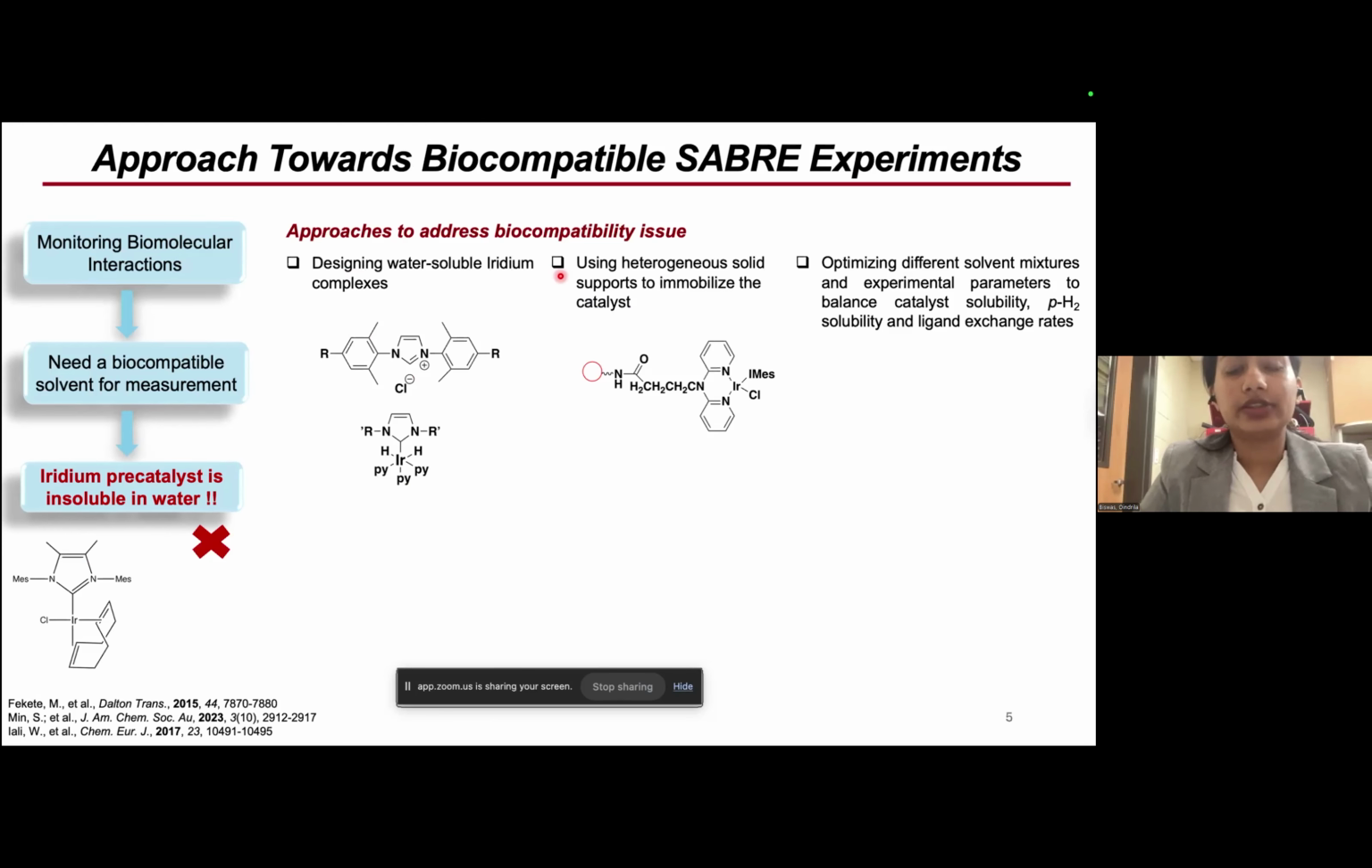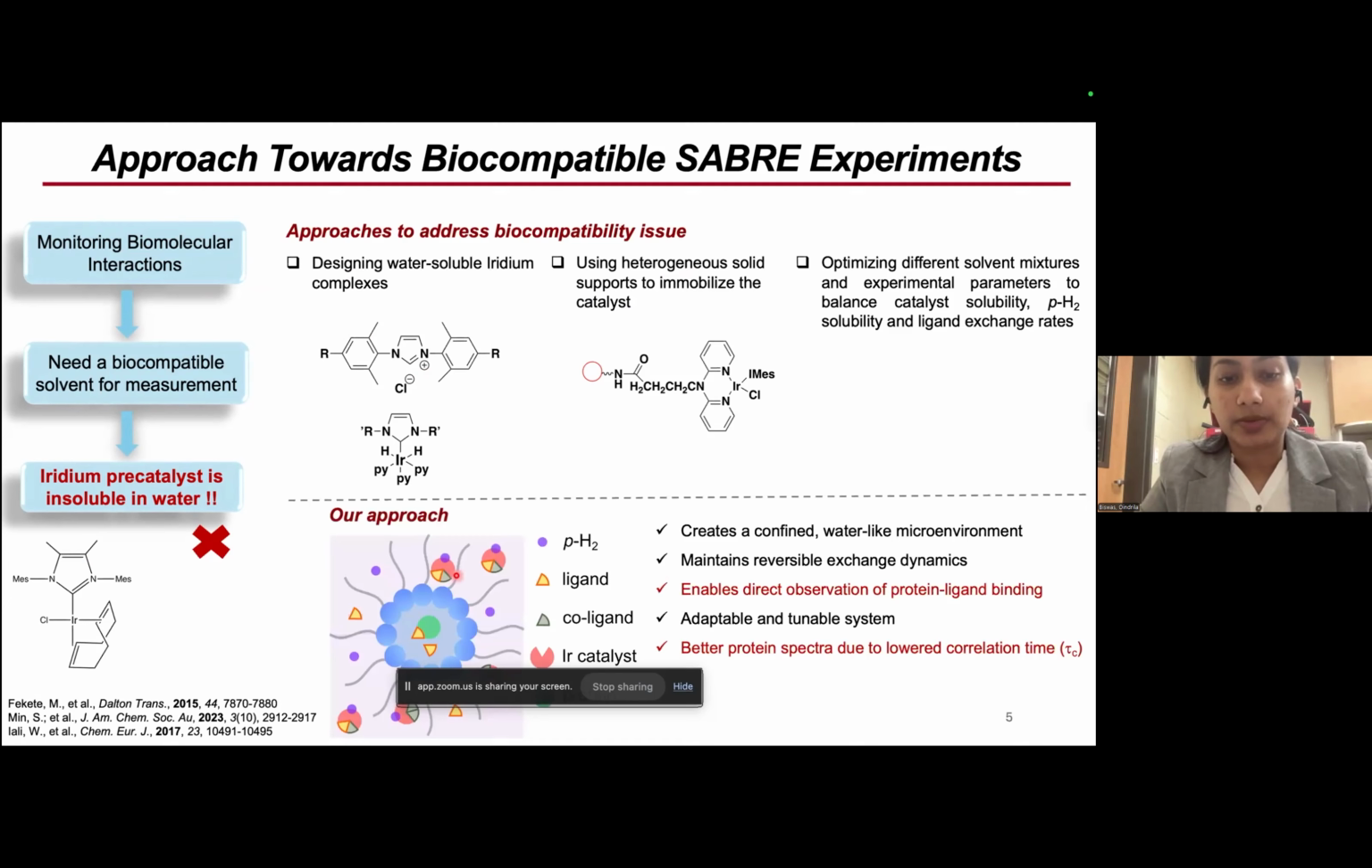So different groups have taken different approaches to solve this biocompatibility issue in SABRE experiments. They have designed and synthesized several water-soluble iridium catalysts. They have used heterogeneous supports to immobilize the catalyst. Also, they have used different solvent mixtures of methanol, ethanol, along with D2O to tackle this biocompatibility problem.